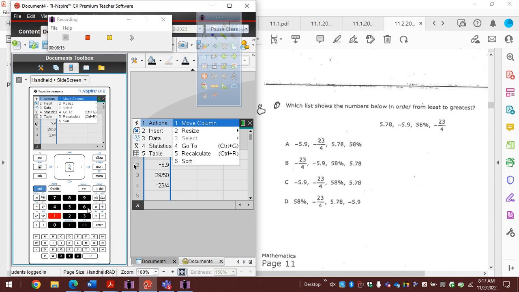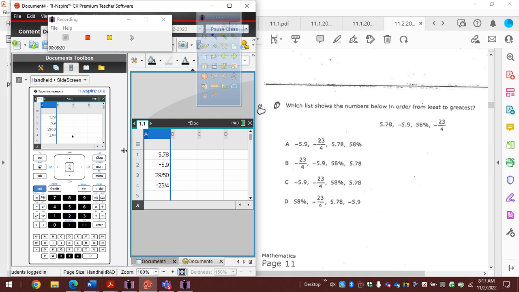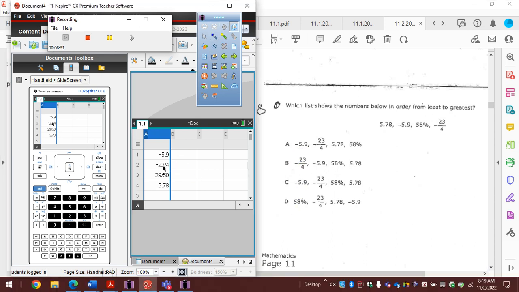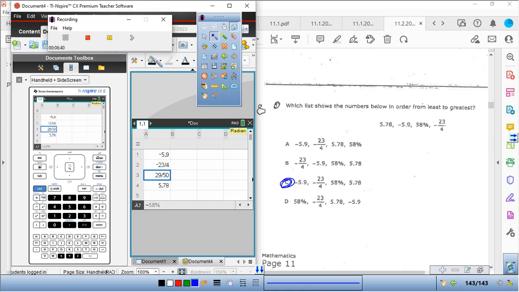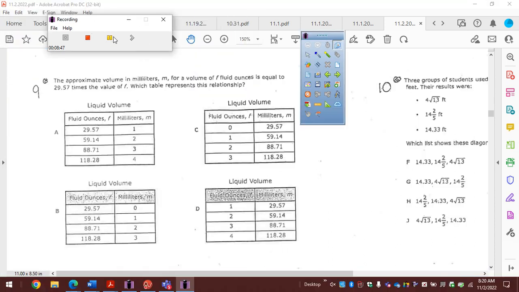Go to Menu, 1, 6, and we're going to put it from least to greatest, which is ascending. There's my least, which is negative 5.9. So it's this one for sure, or this one. Out, out. Then, oh great, okay, same one, and then 58%. So the answer is C. Perfect. Let's pick up the next question.